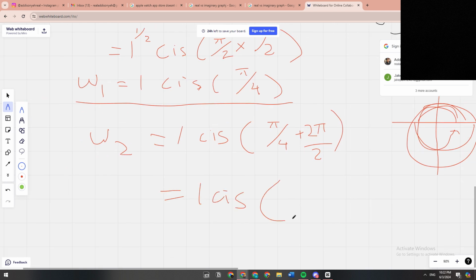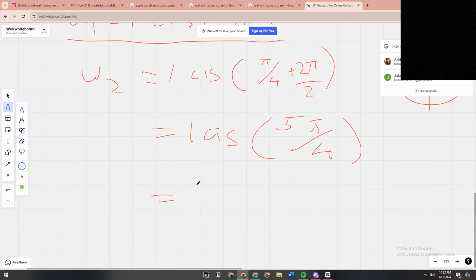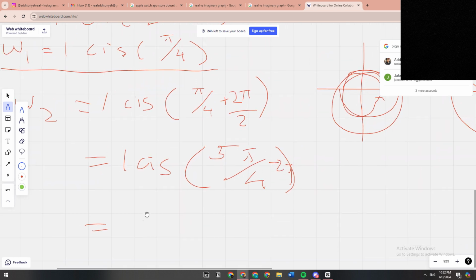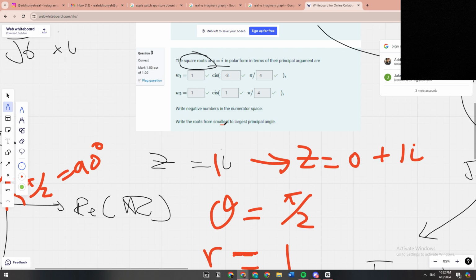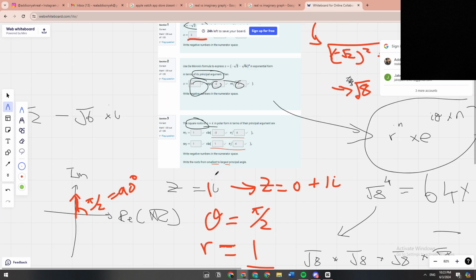So 1 cis, then that should be 5 pi on 4. Okay, alright. So what that should equal to? Principal argument minus 2 pi here. Don't worry about it. If you ask why, it's just because someone decided that. So you minus 2 pi on 4, 5 pi on 4 minus 2 pi, that would equate to negative 3 pi on 4. And as per questions asking from smallest to largest, negative 3 pi on 4 and pi on 4. Okay, that was a long video.